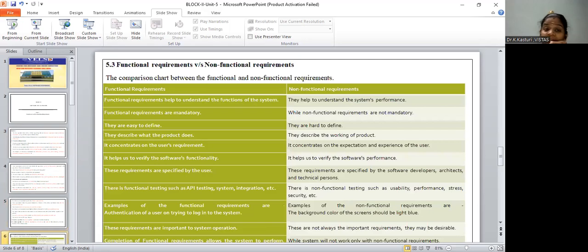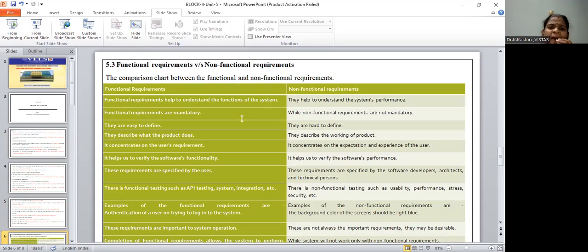Now we are going to see the functional requirements versus non-functional requirements. We are going to compare both. The functional requirements help to understand the function of the system. We can have many functions for a particular system. Non-functional requirements help to understand the system's performance. You can understand the performance, but actual functions are done in functional requirements.